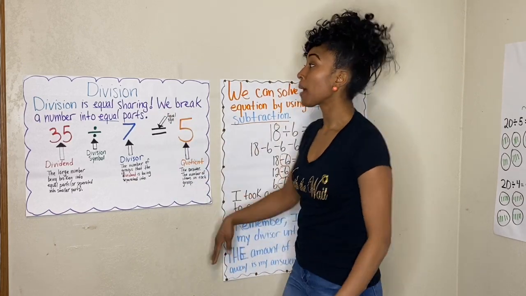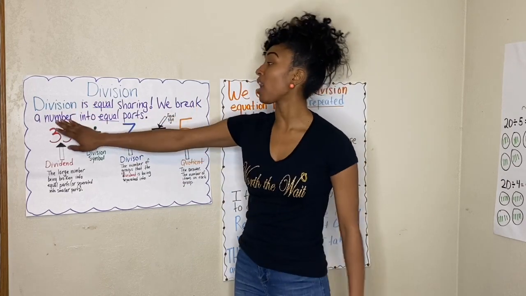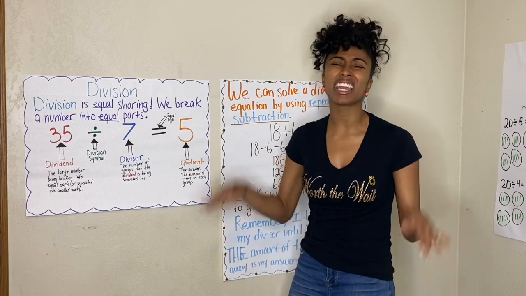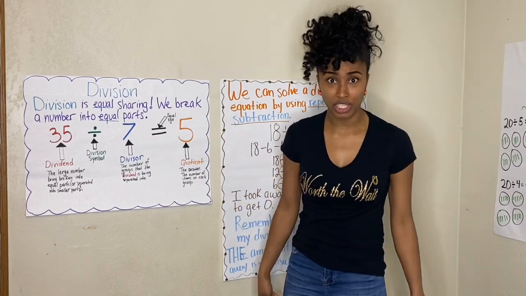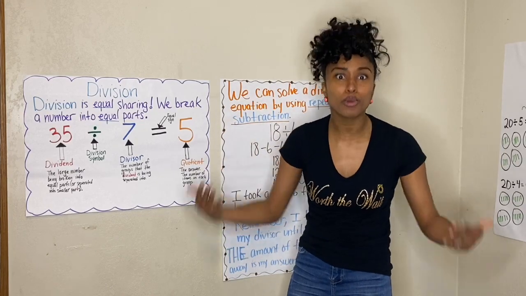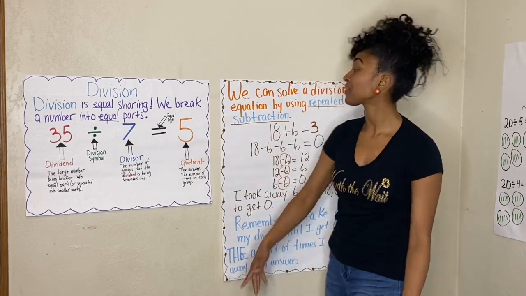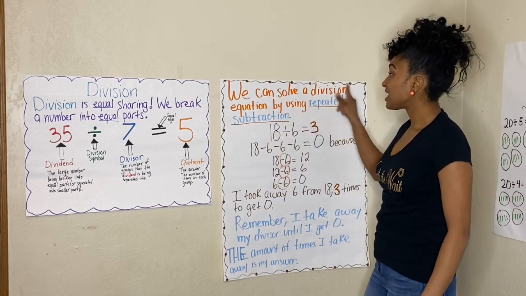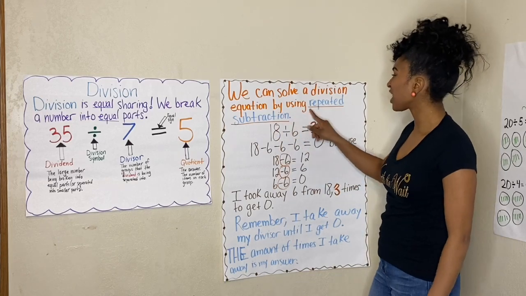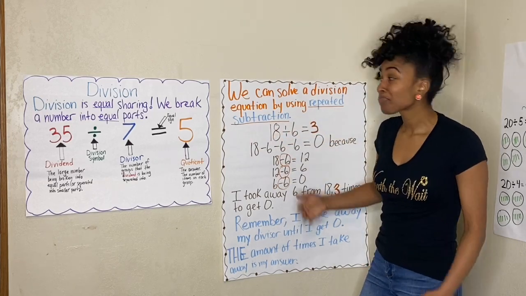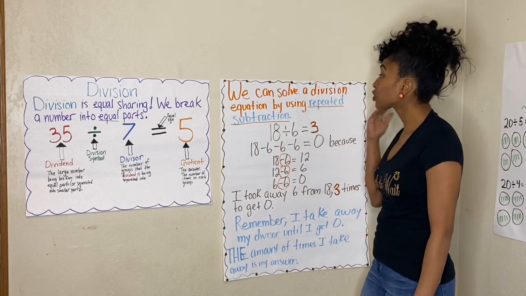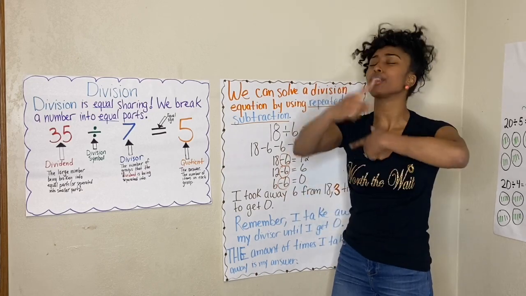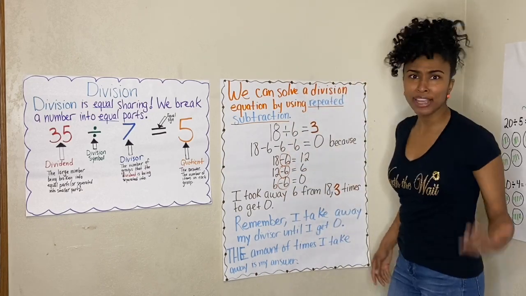We made equal groups because division is breaking apart a number into equal parts. And we did just that yesterday by putting it in equal groups. That was a strategy. Now today, another strategy I'm going to teach you is this. We can solve a division equation by using repeated subtraction. We can solve the equation by subtracting the same number over and over again. I bet you didn't know that, did you?